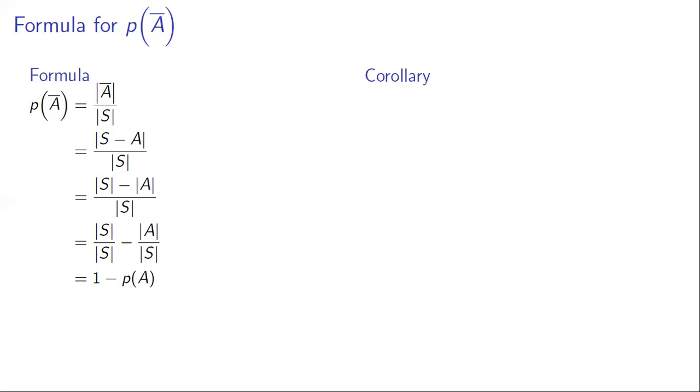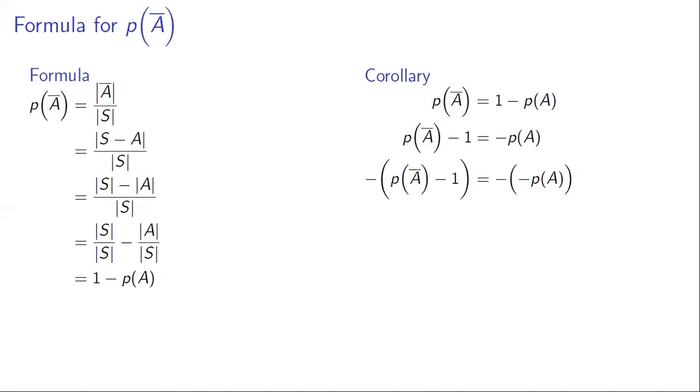Okay, now there's a nice corollary to this formula, meaning a corollary is like a secondhand result. In other words, as a result of having this formula, we can come up with another formula. So here it is. We know from this formula that probability of A complement is equal to 1 minus probability of A. Now we can subtract 1 from both sides, giving us this. Now we can negate both sides, do negative on both sides. So that gives us this. And then when we simplify, we get this.